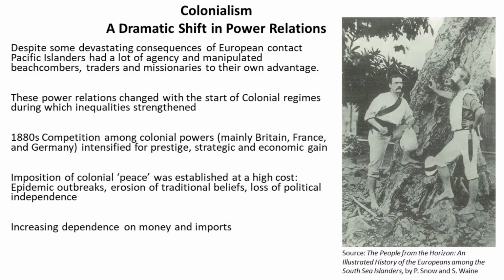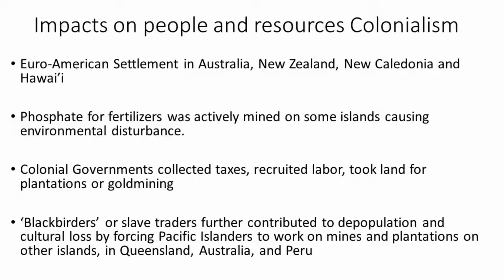So there was an increasing dependence on money and imports in the Pacific. There was European American settlement in Australia, New Zealand, New Caledonia, and Hawaii. Phosphates for fertilizers was actively mined on some islands, causing environmental disturbance. And you know maybe the example of the Banabans who had to leave as well as a result of phosphate extraction. Colonial governments collected taxes, recruited local labor. They took land from people for plantations or gold mining.